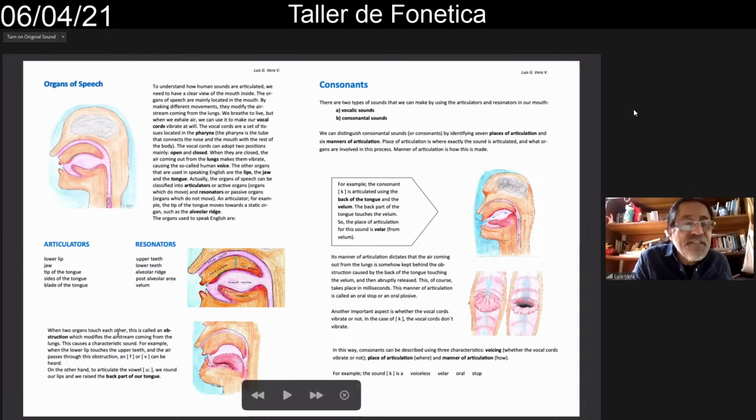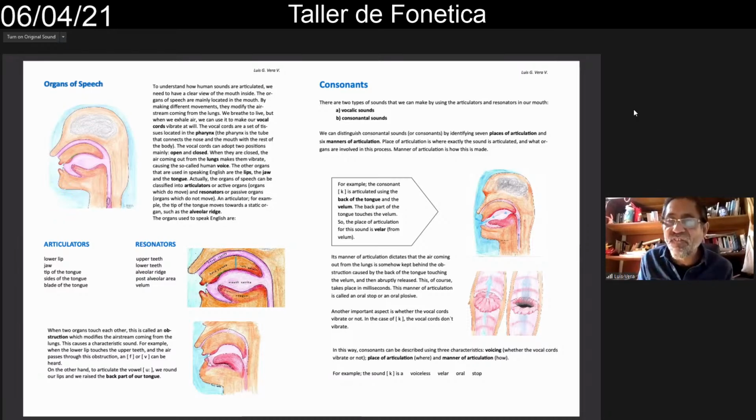When two organs touch each other, this is called an obstruction, which modifies the air stream coming from the lungs. This causes a characteristic sound. For example, when the lower lip touches the upper teeth, yeah, like this, and the air passes through this obstruction, f or v can be heard. Yeah, that is the obstruction. And that's the way we make the v and the f, the same as in Spanish. If you look at me now, let me see you. Yeah, if you look at my mouth, I'm exaggerating, of course, right?